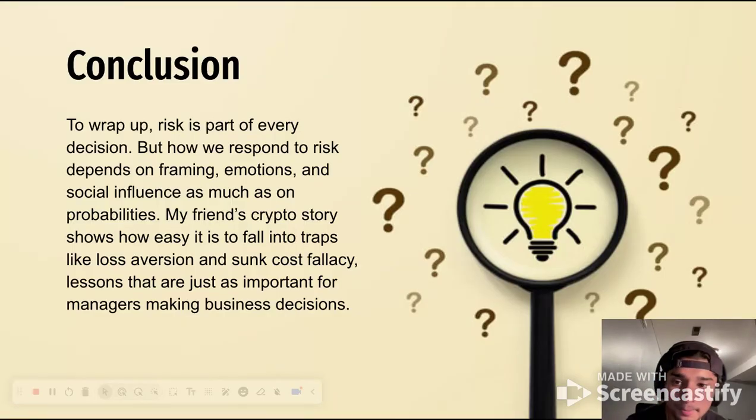So, to wrap up, risk is a part of every decision, but how we respond to risk depends on framing, emotions, and social influence as much as on probability. My friend's crypto story shows how easy it is to fall into traps like loss aversion and sunk cost fallacy, lessons that are just as important for managers making business decisions.